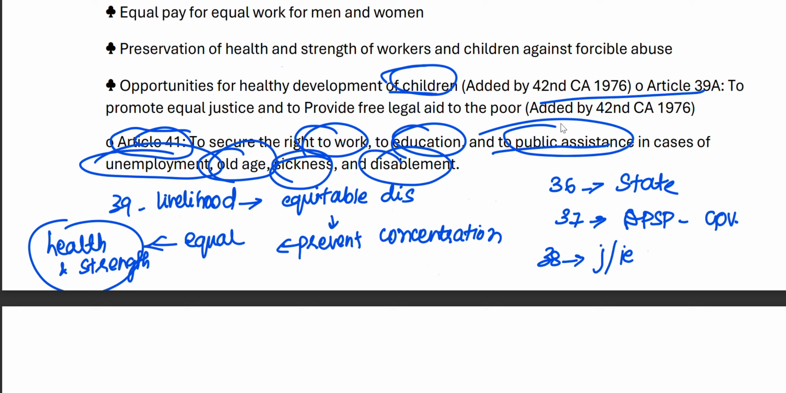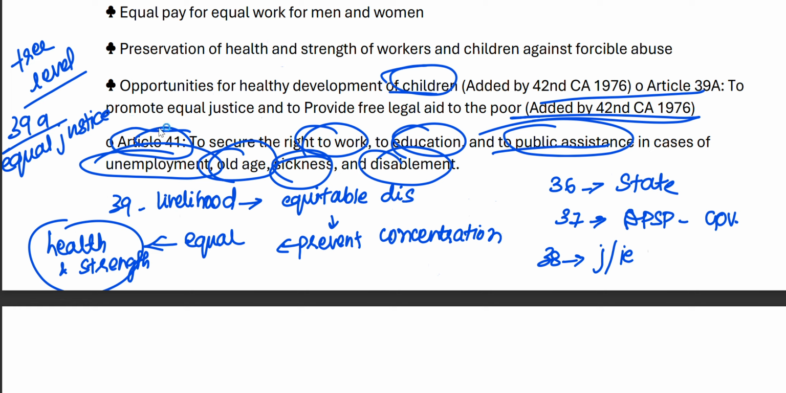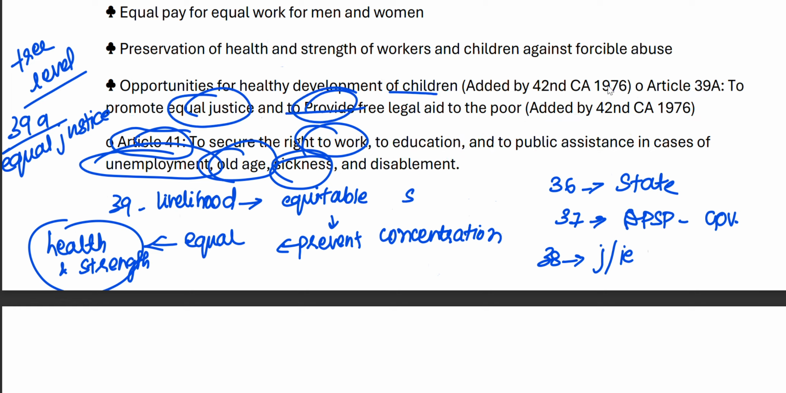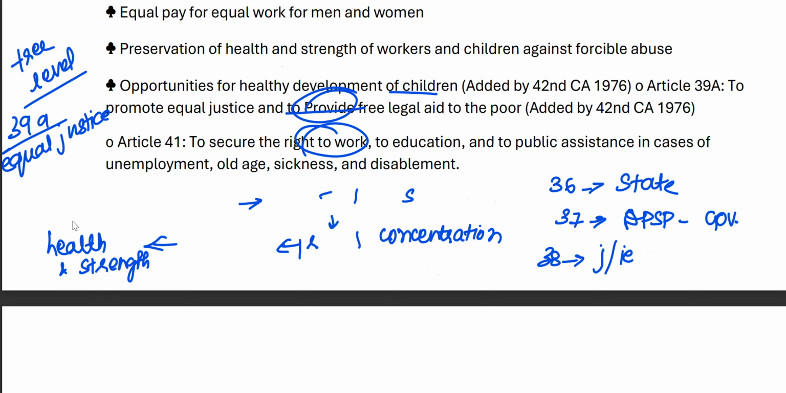And 39A is free legal aid. For legal aid, equal justice, right? To promote equal justice, we are providing free legal aid. To promote equal justice and to provide free legal aid to the poor, it is added by the 42nd Constitutional Amendment Act. Now, what is 41?